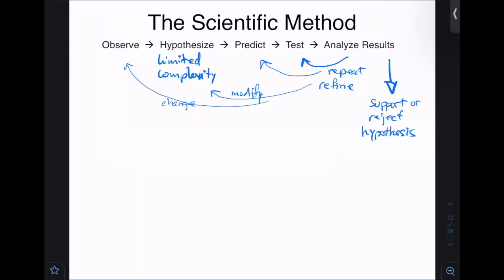So obviously, if we reject it, we're going to go back and do this. But we keep doing this until it's supported. And then when it's supported, we know that we have something substantial. Right? We have good tests, we've repeated them, we've refined them, we have supported our hypothesis. All right, so now what are you going to do? What do you think the next step would be?